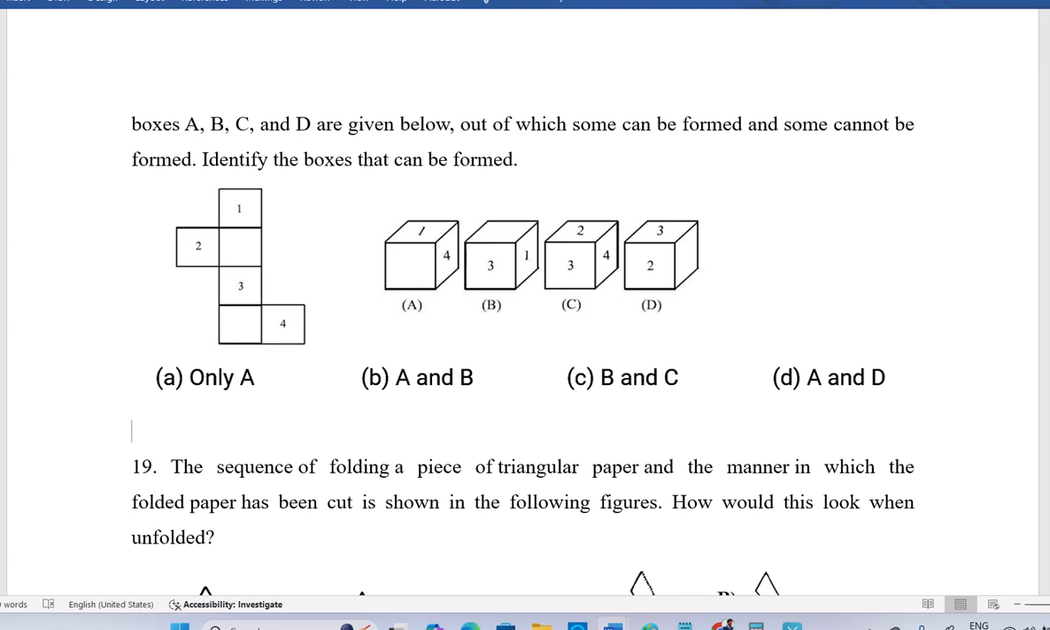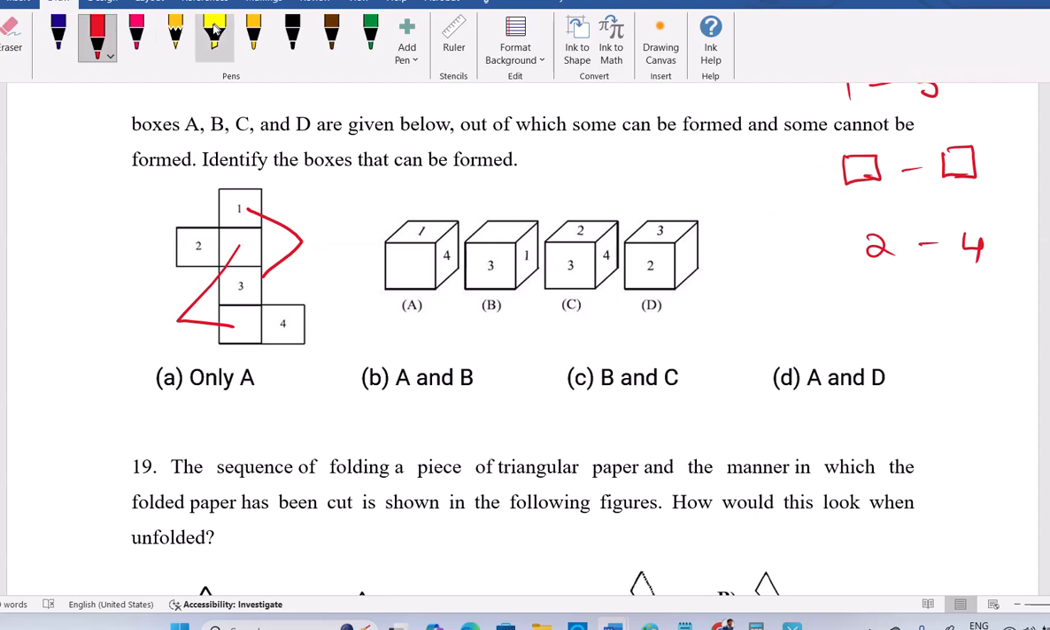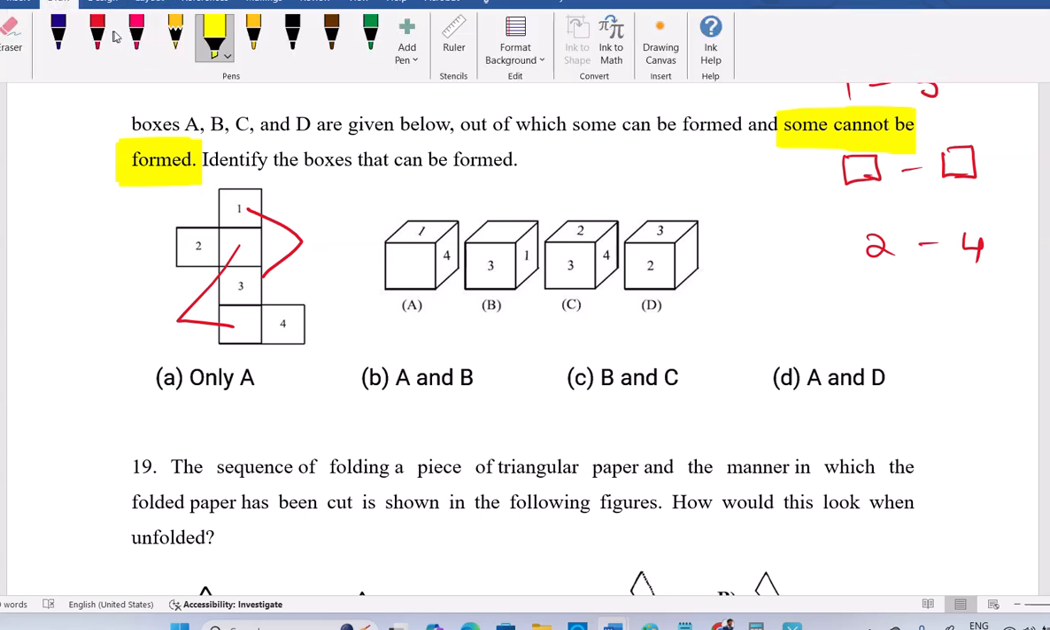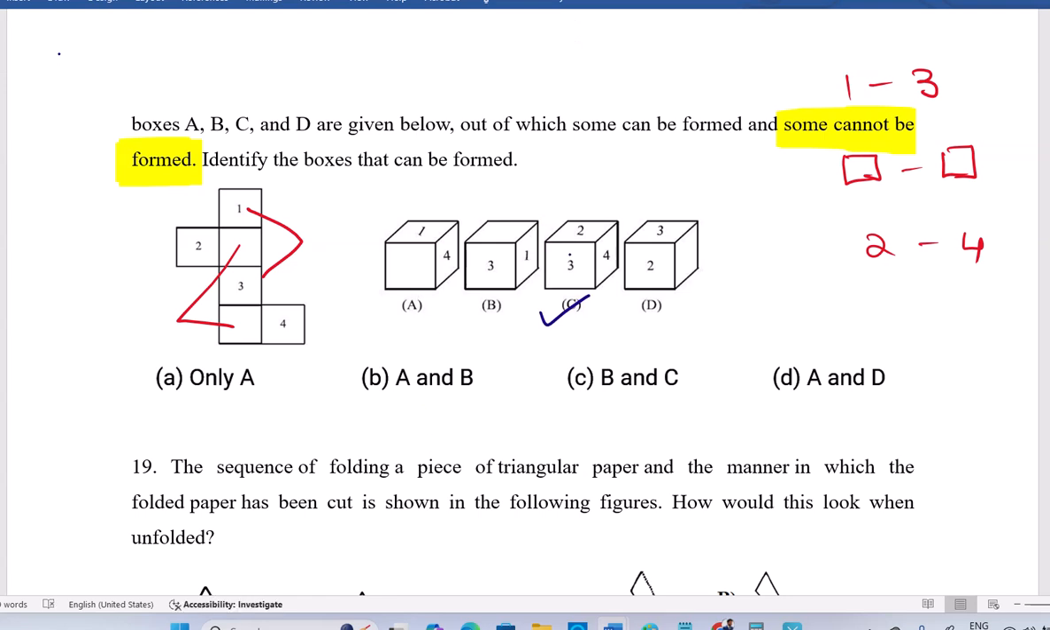Yeah, we said alternate sides are opposite. 1 and 3 are opposite. These two empty slots are opposite. Remaining numbers 2 and 4 are opposite. Now the question is which cannot be formed. See, option C cannot be formed. Why, sir? Option B cannot be formed. Why, sir? 1 and 3 are opposite, but they showed 1 and 3 as adjacent. 2 and 4 are opposite, but they showed 2 and 4 as adjacent. So B and C cannot be formed.